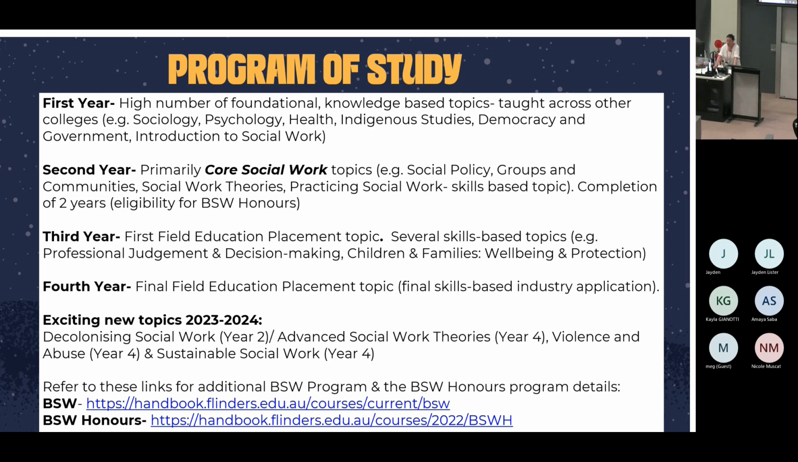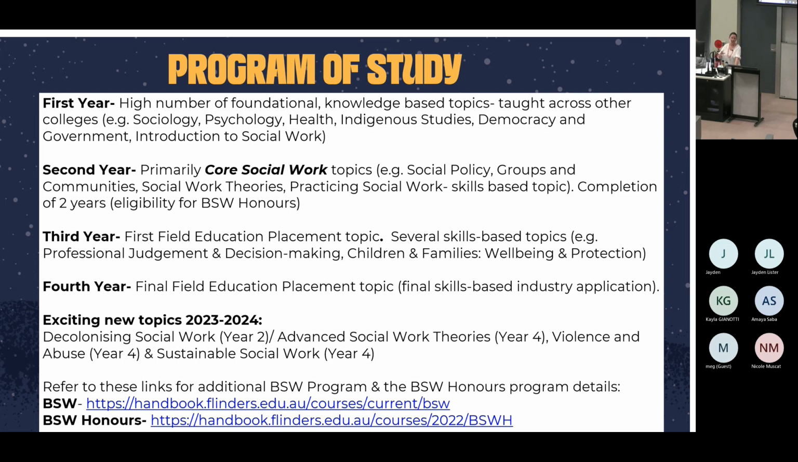But there's one topic called advanced social work theories. There's also another topic called violence and abuse and sustainable social work. So sustainable social work isn't just about a green focus, but it does have an element of that around climate, but it also has an element of understanding about technological changes and a whole range of sustainable practices, resilience as a social worker, dealing with your ability to actually be able to sustain yourself within the profession, but also different tools that sit within that as well.